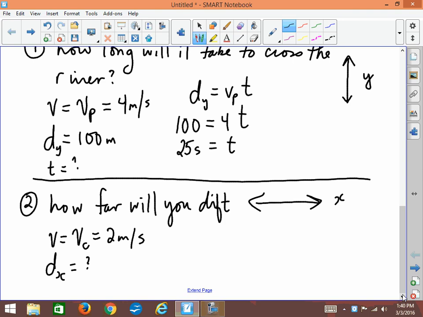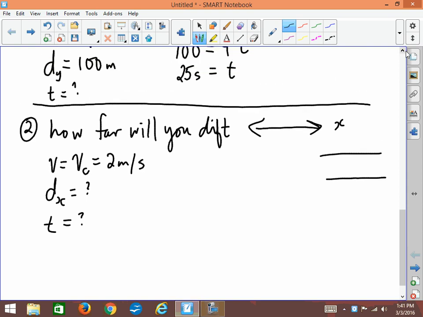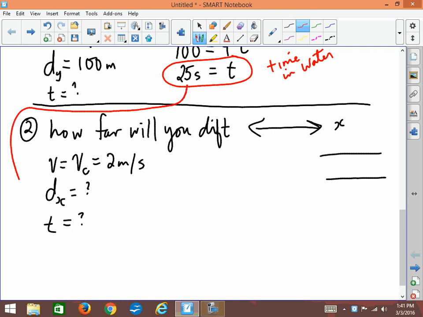The other thing we need, of course, is the time. And now we see, oh, I don't know that either. Or do I? Let's think about this. If I'm in a river and I'm paddling for 25 seconds, because that's what it told me would be the time across, once I'm across, I get out of my boat, I'm not drifting anymore. So the time for the vertical motion must be the same as the time sideways. Right? This is the time in the water. That's how long you're in the water for. So that's how much time the current has to drift. So I can borrow that and use it here.